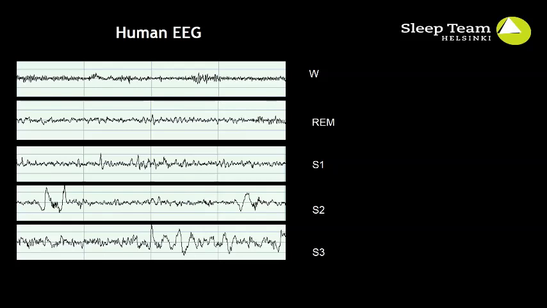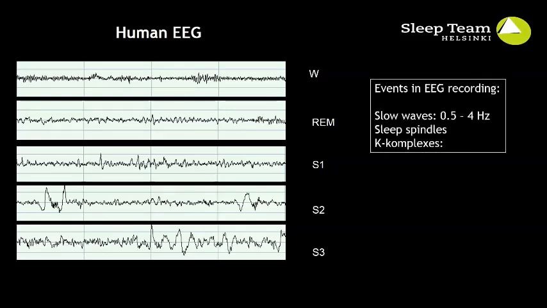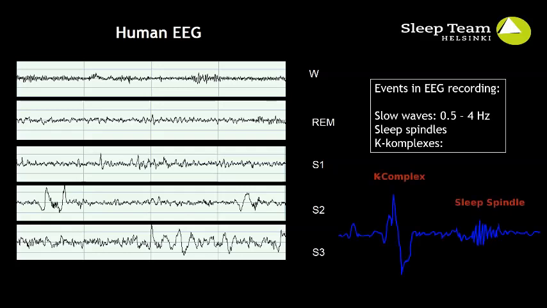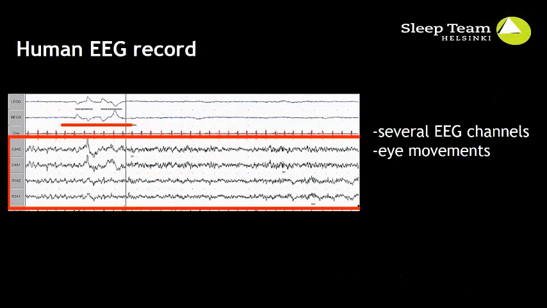We can also observe specific EEG features like K-complexes and sleep spindles. These appear in specific sleep stages and are used to aid in defining the state. The number of electrodes placed on the skull surface varies, reaching more than 100 in high-density EEG recordings. Using several electrodes, we can observe differences in activity in different parts of the brain.